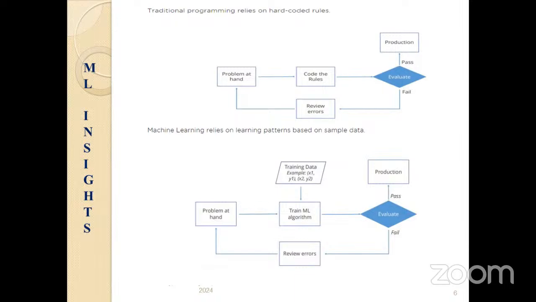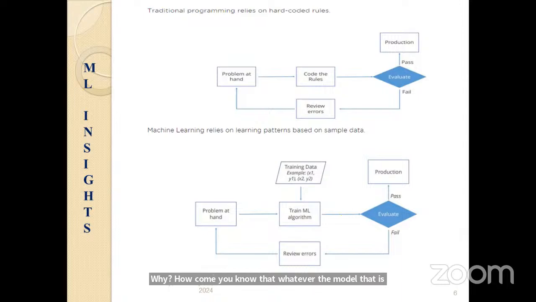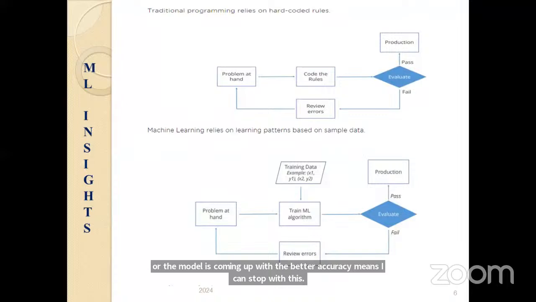Now, coming to the machine learning approach, I have my data and I have my results. Now you build the model. The model is built, which is what we called the program in the previous slide. This model has to be validated or evaluated. Why? How do you know that the model that is built gives accurate results? So this part is called evaluation. If the evaluation gives the expected results, or the model comes up with better accuracy, I can stop with this. Suppose the model is not giving proper accuracy, then we have to fine tune the model. Earlier, you fine tuned the program. In the machine learning approach, we fine tune the model.